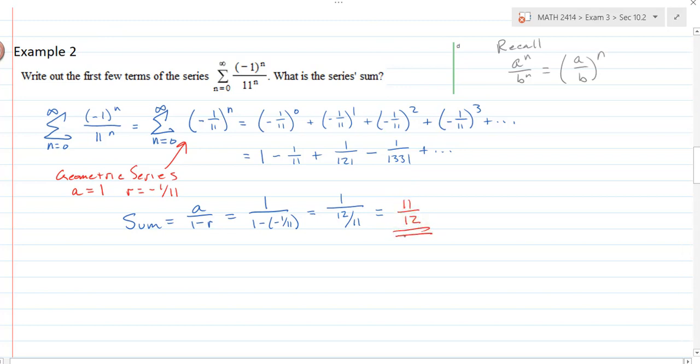The sum of this convergent geometric series is 11/12. The question was, can we use the cheat sheet on the test? And the answer is yes.